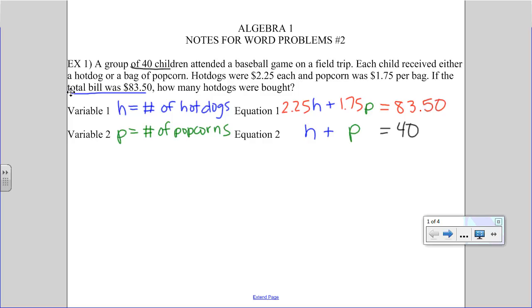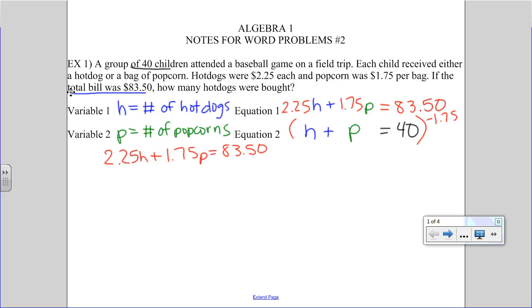Now realize, I'm still going to want you to go through and find popcorn so you can check your answer and actually calculate the total bill. But for all intents and purposes, if I keep the H, I've got my answer. So I heard someone say multiply by negative 1.75. This first equation is going to stay the same. 2.25H plus 1.75P is equal to 83.50.